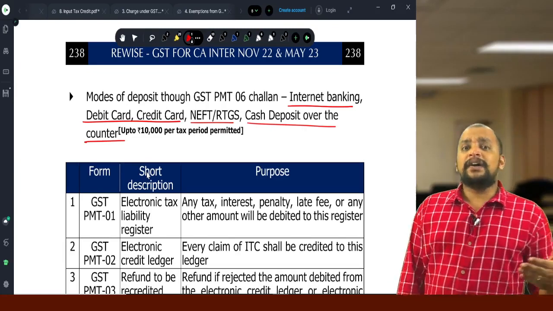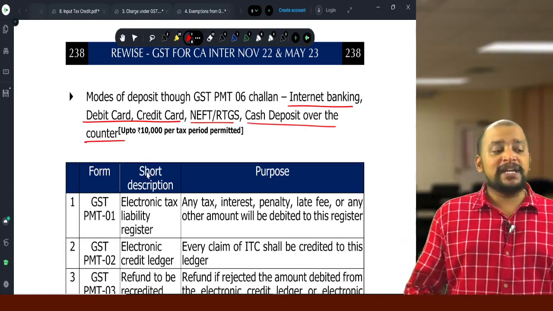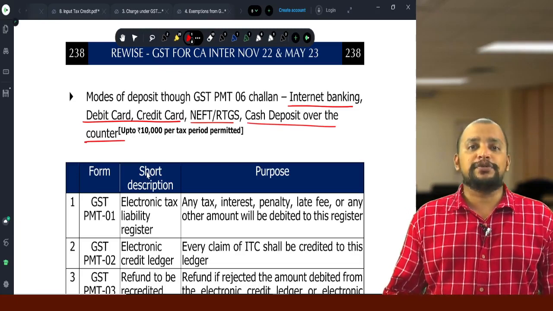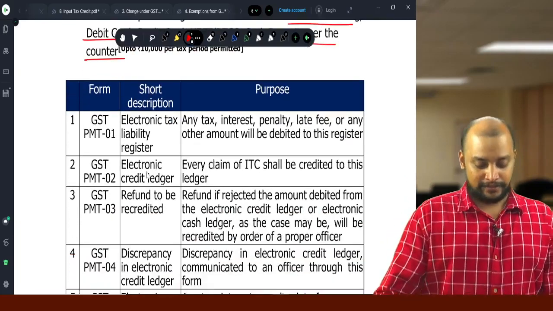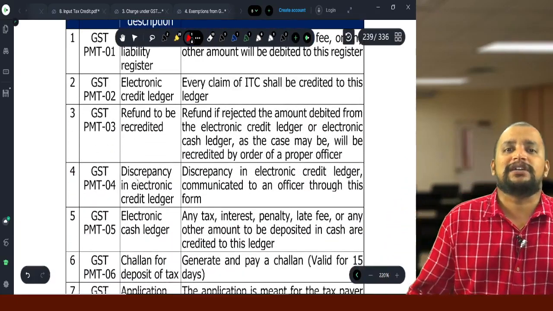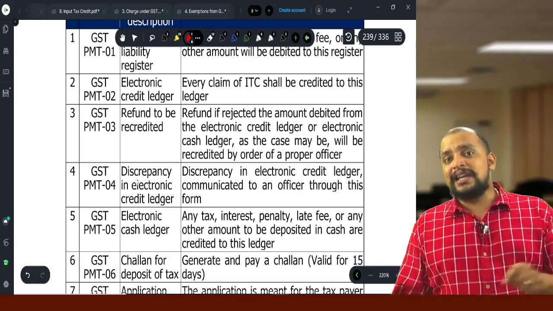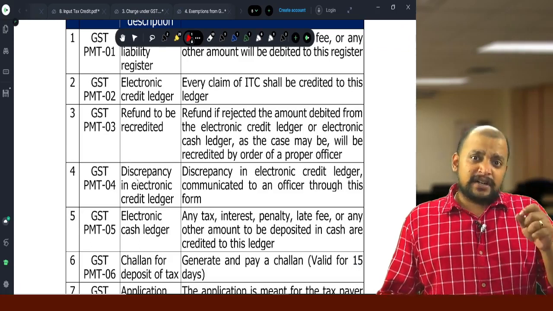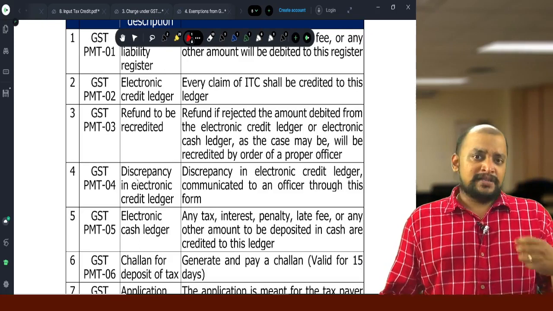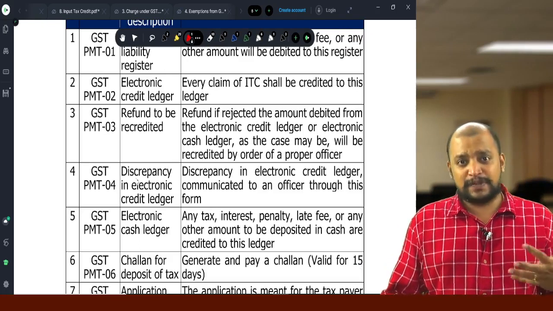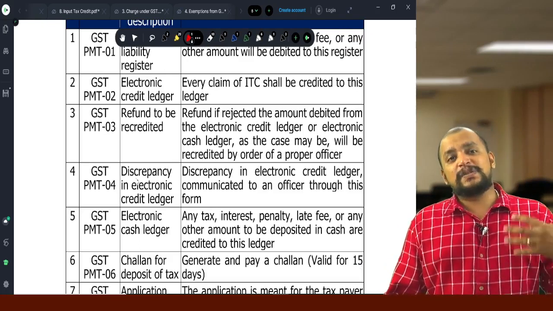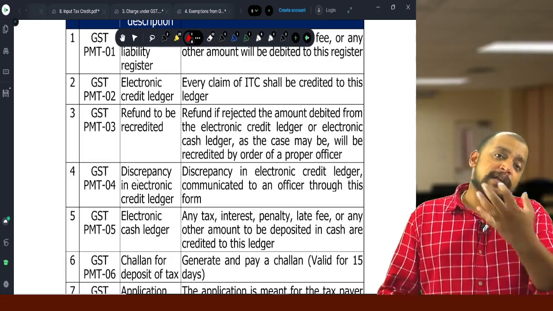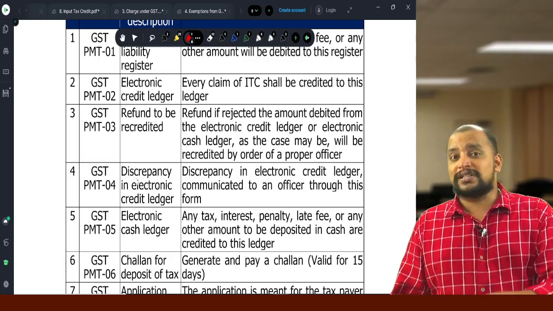Then we have the forms here. PMT1 refers to the electronic liability ledger. PMT2 is the electronic credit ledger. PMT3 is whenever we are getting the refund. Suppose we have paid some tax in excess, that excess payment of tax will come back to the source ledger.